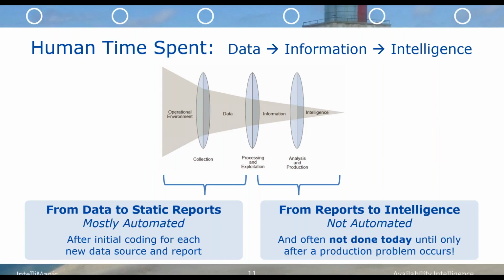But historically, most of the time has been spent taking the reports and trying to figure out what they mean. Is this good or bad? What's going on? What's changed? It's so time consuming and requires so much expertise that it's not done today until after a production problem actually occurs. We think that needs to change, and the computer should be doing that, as we've been saying. Most of the team's time really needs to be spent on analysis, remediation, planning, and so on.